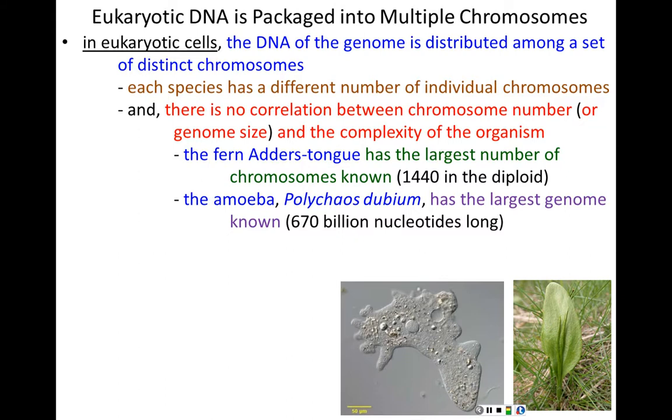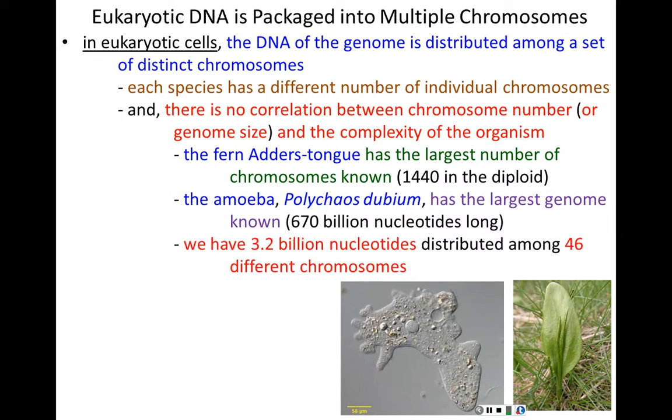The largest genome to have yet been discovered is in the amoeba, the single-celled eukaryotic amoeba. I won't even try to pronounce the scientific name. But this amoeba has the largest genome known to man, and that genome is 670 billion nucleotides long. It is just amazing. And that's about 200 times larger than the human genome.